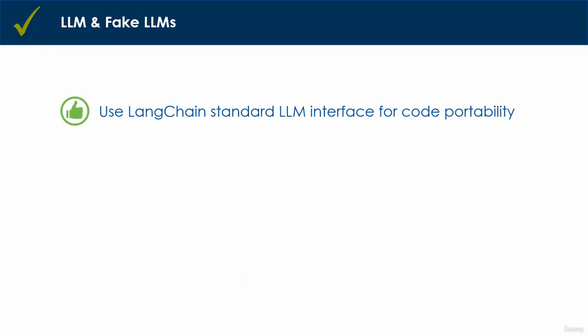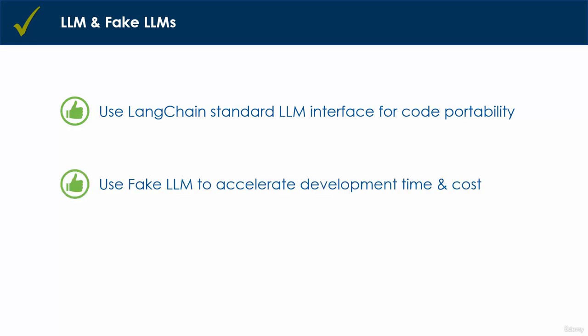Let's review the key points from this lesson. LLM providers offer proprietary APIs for invoking their models, which can lead to tight coupling between the LLM and your code. However, by using LangChain's LLM class, you can enhance your code's portability, making it easier to switch between different LLMs without requiring code changes. Fake LLM classes can accelerate development and help reduce costs during the development phase.